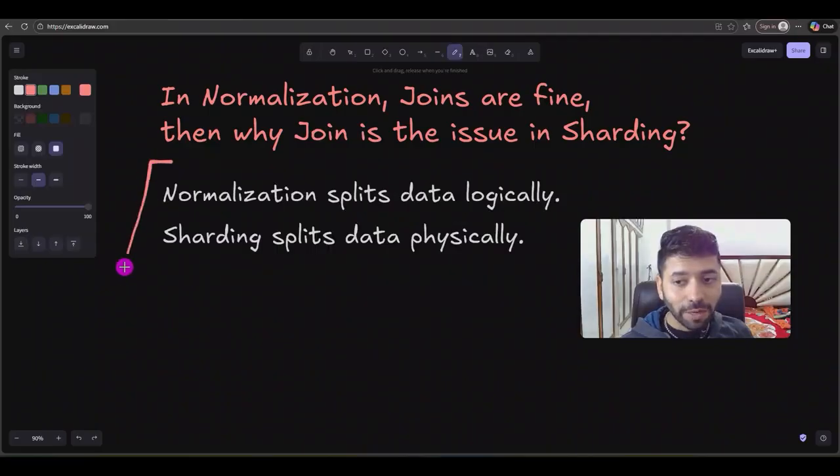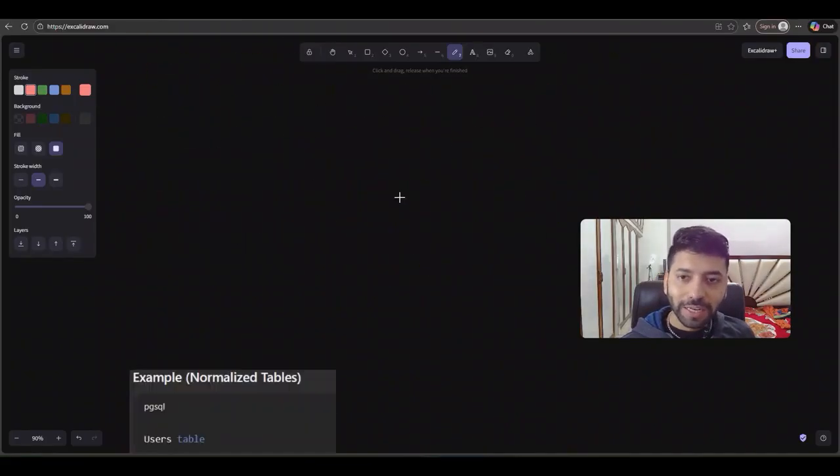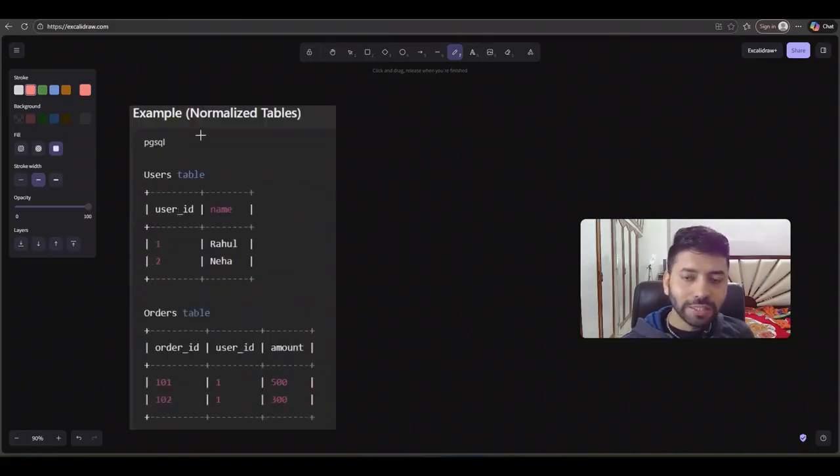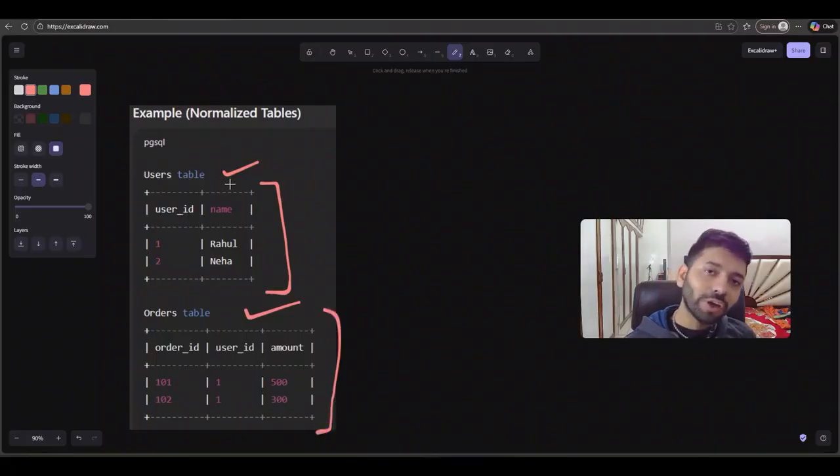Okay, so here is the fundamental difference. In normalization, we split the data, but only logically. When we talk about sharding, we split the data physically. Now let's try to understand this with an example. Here you see the example of normalization first. We have normalized the table, so now we have two tables, the users table and the orders table. These have separate columns. Basically, instead of having all the data in one table, we have normalized it into two different tables, the users table and the orders table.